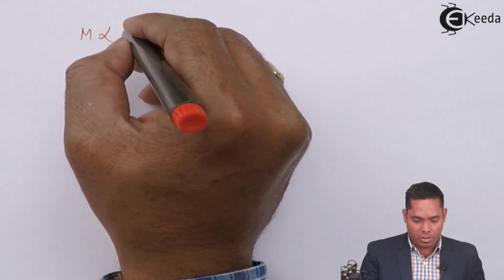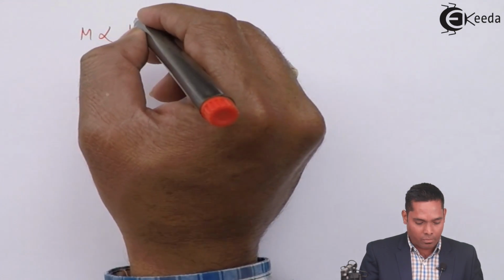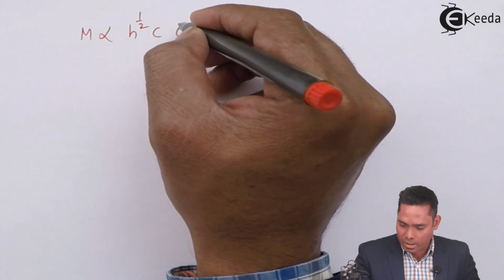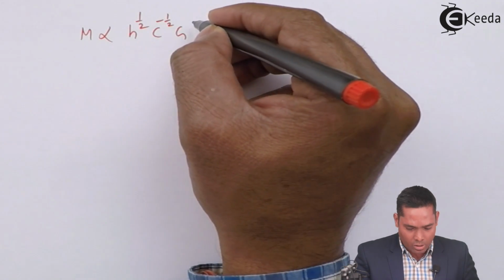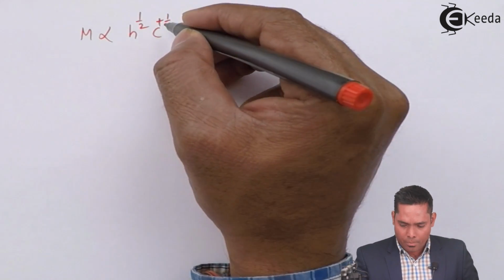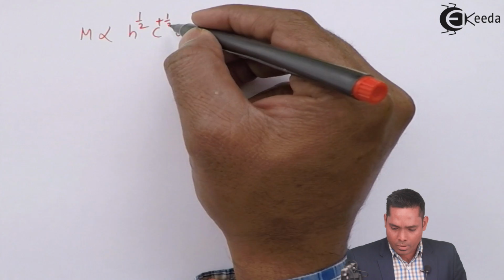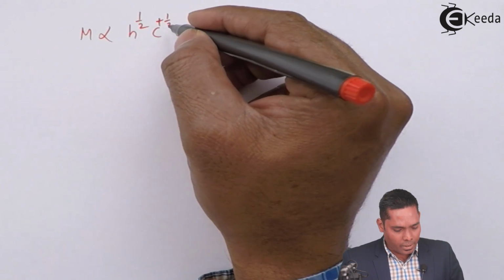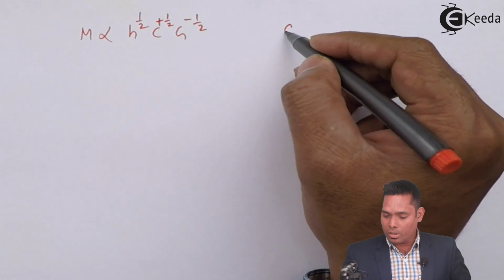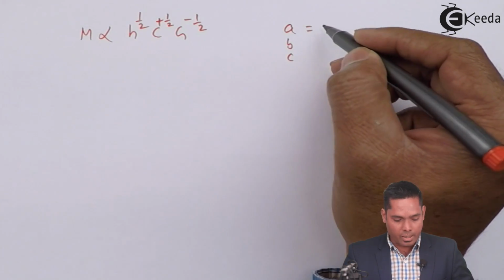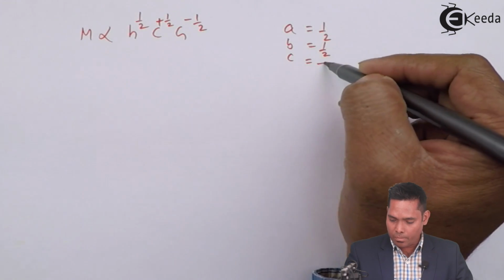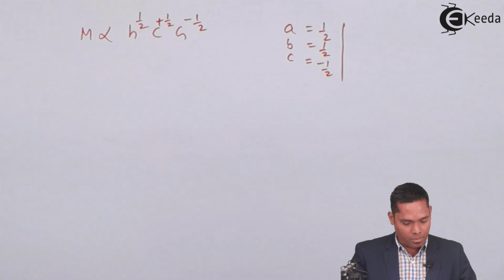M directly varies with h, c, g to the power of a, b, c. For a we got half, for b we got minus half, and for c we got plus half. So a is half, b is half, and c is minus half. Okay, a, b and c.